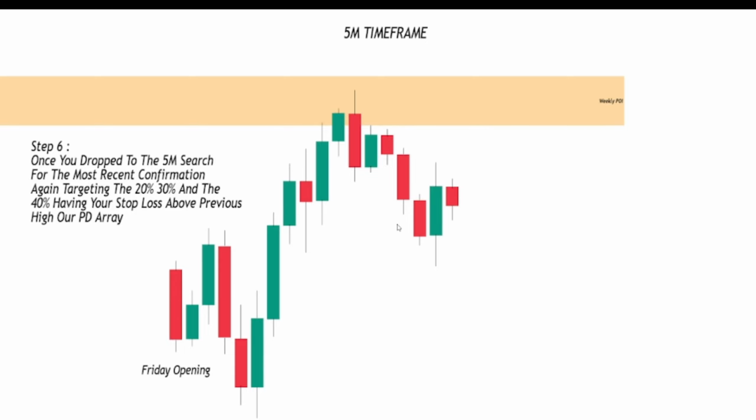What also do we have? A change in state of delivery. The last two up close candles. This is the last formation of up close candles formed in this phase of price. So a closure above the open of the formation of the up close candles gives us the change in state of delivery.